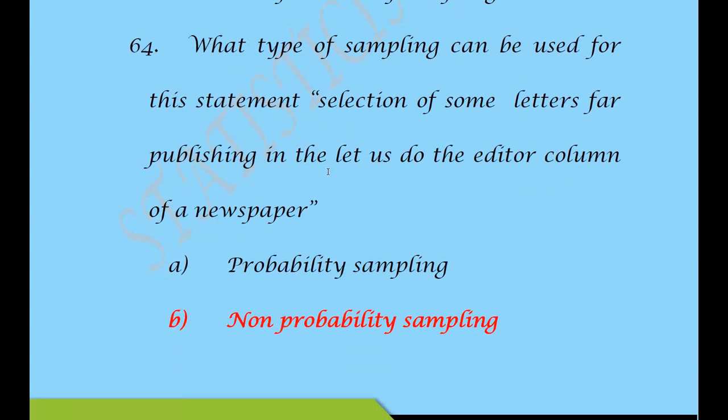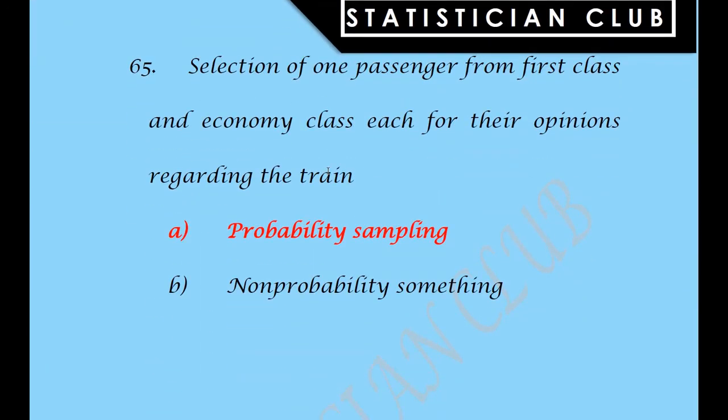What type of sampling can be used for this statement? Selection of some letters for publishing in the letters to the editor column of a newspaper. So this is non-probability sampling because the selection of letters depends upon their quality. So we check their quality with the help of subjective judgment. So this is the case of non-probability sampling.